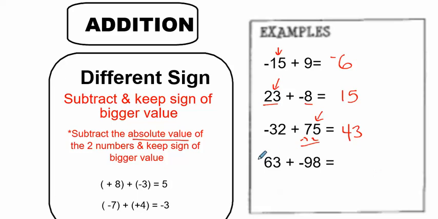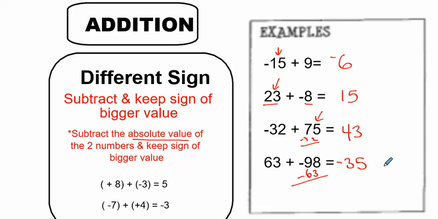Last one, different sign, so find the difference. So remember, we're just looking at them as if they were positive numbers. So 98 minus 63, I'm going to find the difference between those two numbers. That would be 35. And there are more negative numbers than positive, so negative.